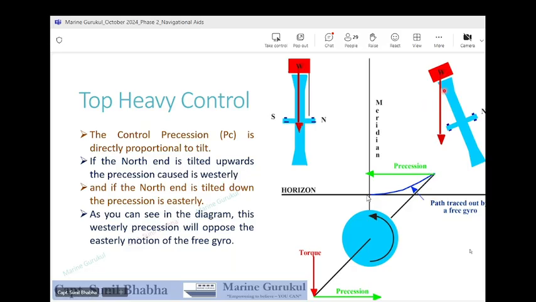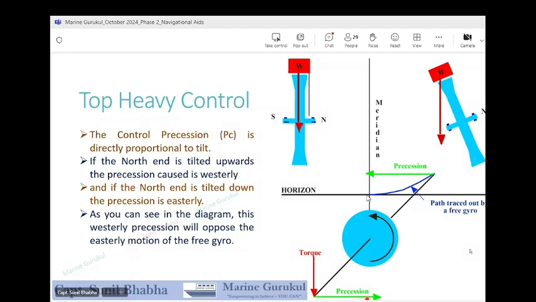this control precession comes into the picture. As soon as the spin axis is tilted, the weight is no more directly above the COG of the rotor. It tries to push the south end downwards. You can have a look here. The red arrow represents the torque acting on the south end of the spin axis, and since it is moving anti-clockwise, it generates an easterly precession of the south end of the spin axis.